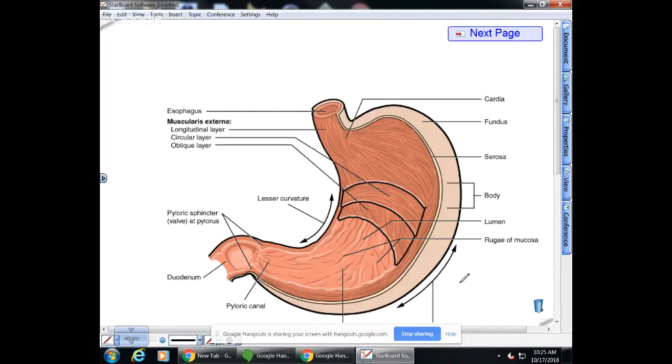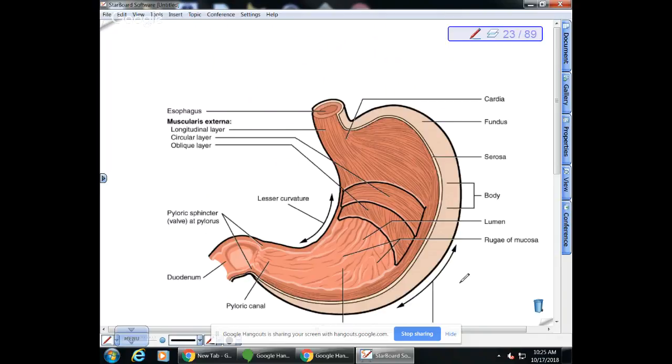So this is my diagram of my stomach, and I mentioned that the stomach actually has 3 layers of smooth muscle. This is the only place where we see 3 layers. In the intestine and the esophagus, it's just 2 layers. So you'll notice that the 3rd layer is... oh yeah, the oblique layer.